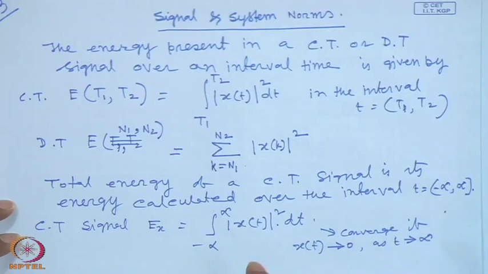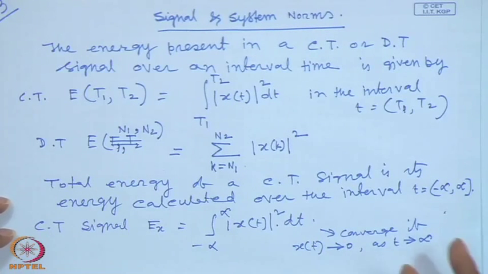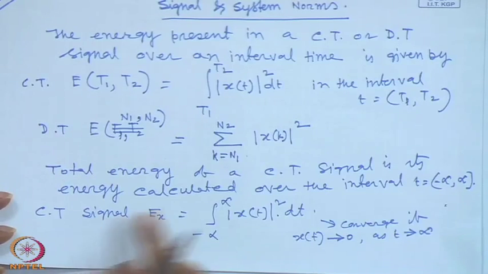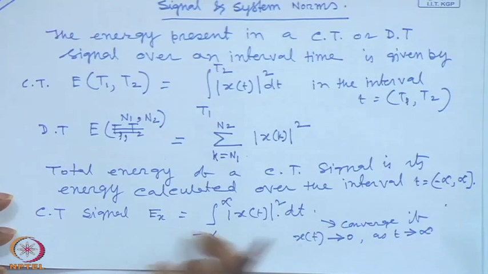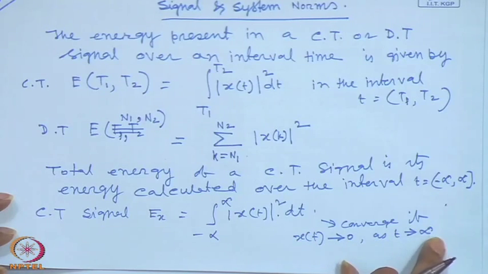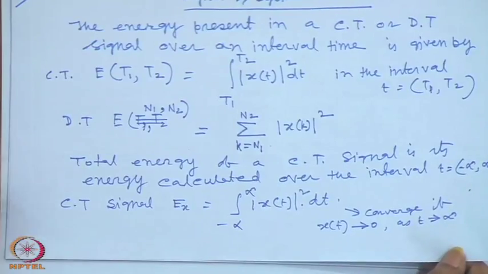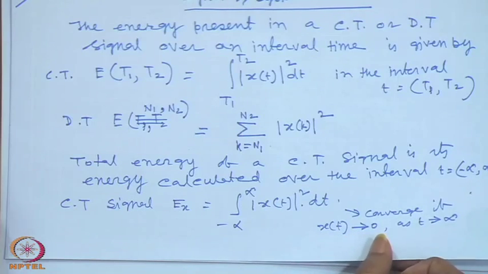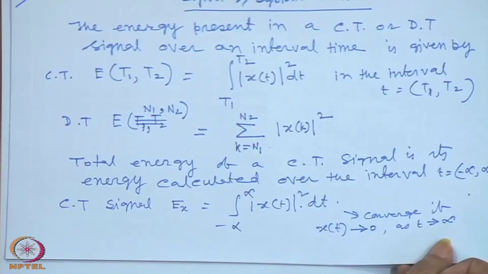If this condition is not satisfied, then we have to give some other meaningful definition of energy size or energy strength. So, we will use the energy as the signal strength when the signal x of t tends to 0 as t tends to infinity. For a signal where x does not tend to 0 as t tends to infinity, we have to use another definition of the energy contained in that signal, which is called a power signal.